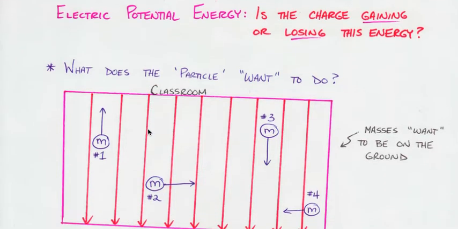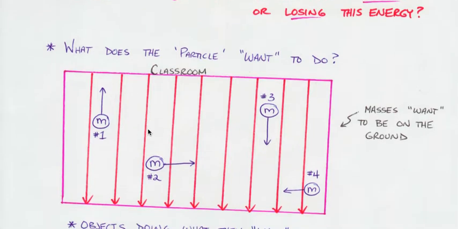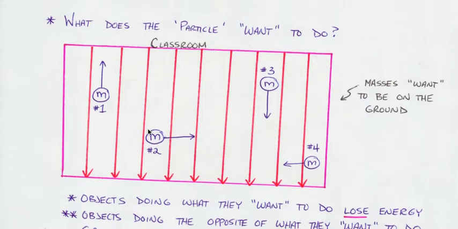Now the only other thing that's a little bit different that we have to take into account is that it's fairly easy to tell whether a mass is gaining or losing potential energy, simply as am I raising it up or am I lowering it towards the ground. But with electric potential energy, it's a little bit trickier, and what I'm going to help you come to terms with is figuring out whether the charge is gaining or losing the energy that we just calculated. And that comes down to one very important question. What does the particle want to do?